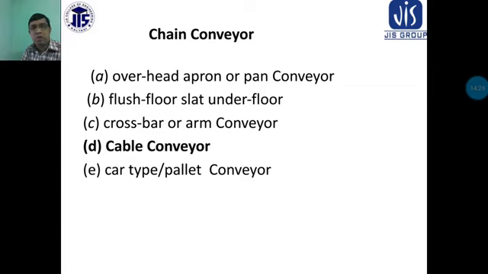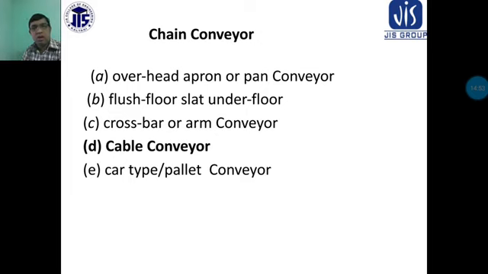And also crossbar or arm conveyors are given. The crossbar or arm conveyor will be used for vertical movement, where materials are moved in the upward direction. The crossbar or arm conveyor may be a portable type of chain conveyor, like a merry-go-round, and this type of device is considered according to the movement of the chain conveyors.